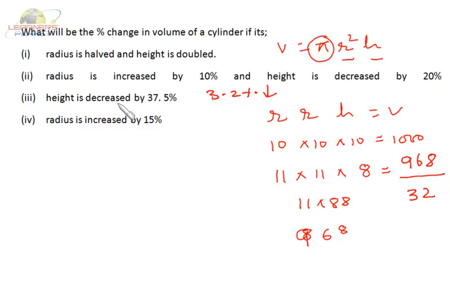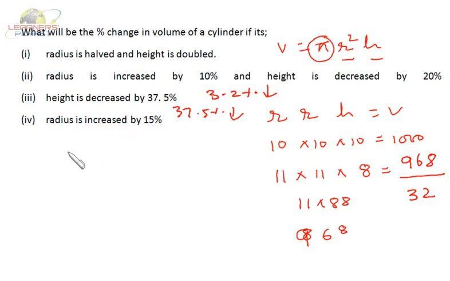If height is decreased by 37.5%. Since I have already told you height is a linear function over here, so as much increase and decrease percentage in height is there, the same change in volume will be there. Okay, so no need to calculate. If height is decreased by 37.5% and there is no change in radius, then even the volume will be decreased by the same percentage, since height is a linear function over here. Okay, so it's a 37.5% decrease. No need to calculate.